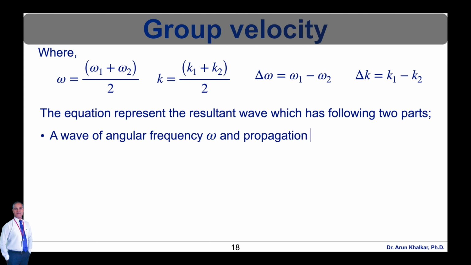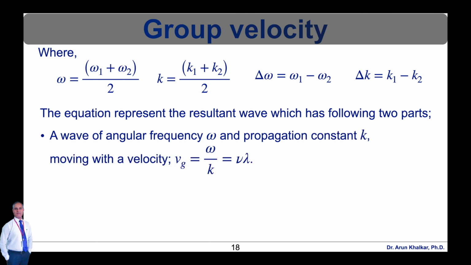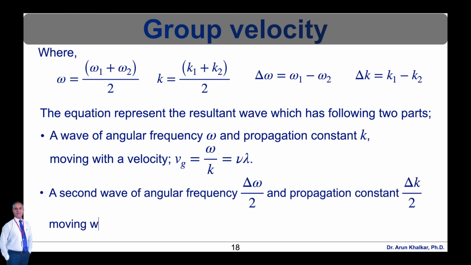First part is a wave of angular frequency omega and propagation constant k moving with a velocity vg equal to omega upon k. That is nothing but nu lambda. So vg is equal to nu lambda. And the second part is a second wave of angular frequency delta omega by 2 and propagation constant delta k by 2 moving with a velocity vg equal to delta omega by delta k.